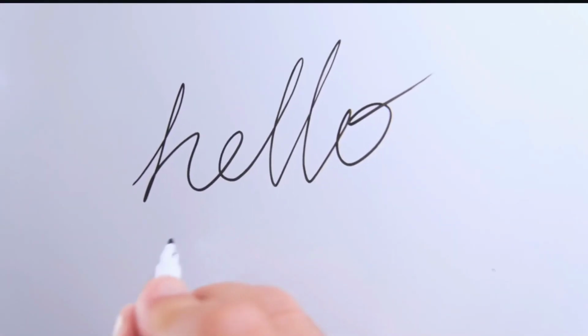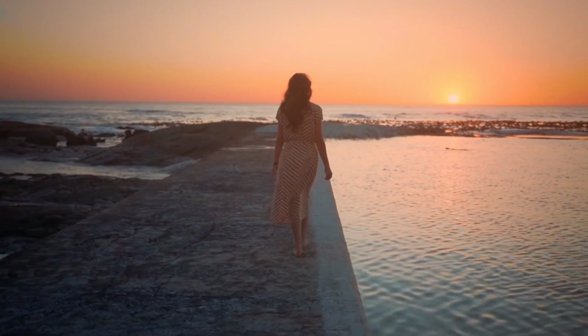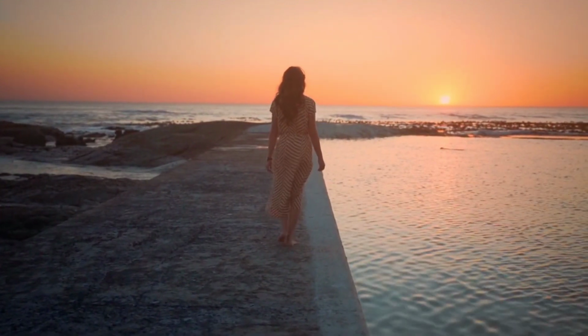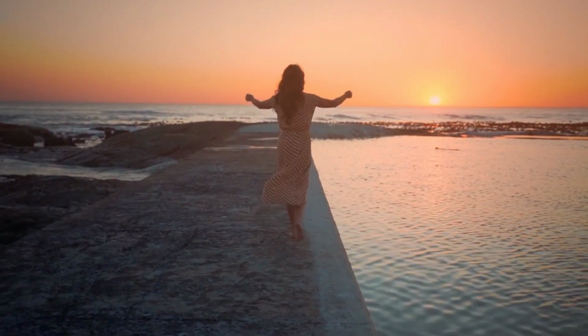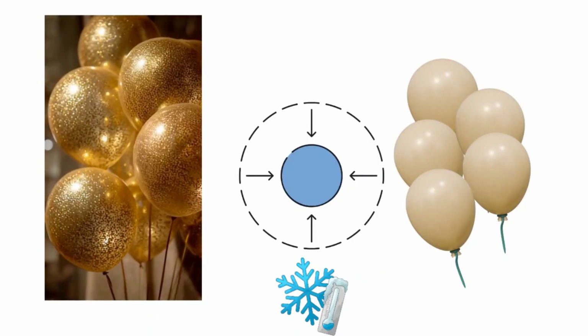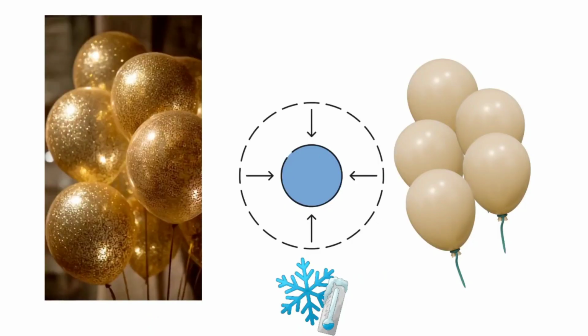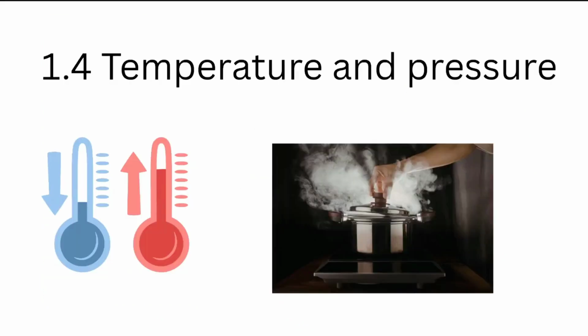Hello everyone, if you watch this video until the end, you're going to understand something really interesting about the air around you that most people completely miss. I'm going to show you why your bike tires actually grow and shrink on their own, and how you can use a simple balloon in your freezer to prove the laws of the universe right in your kitchen.